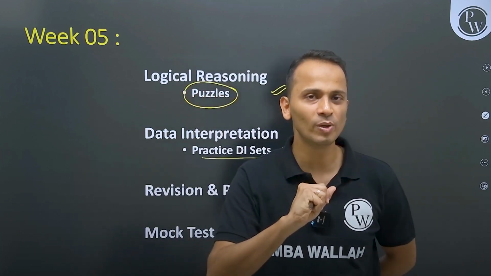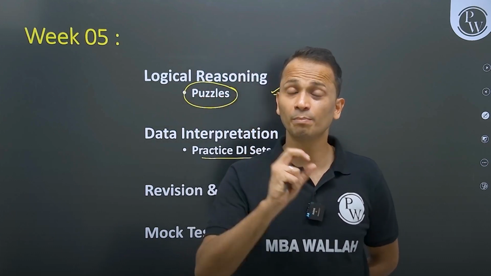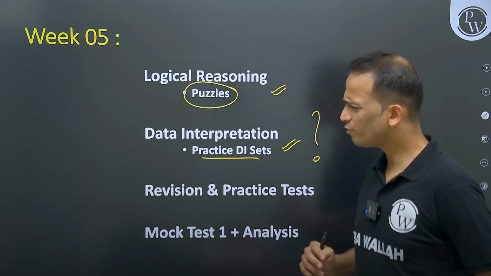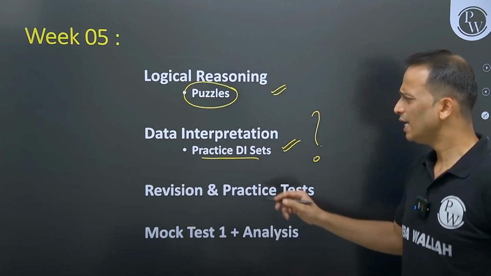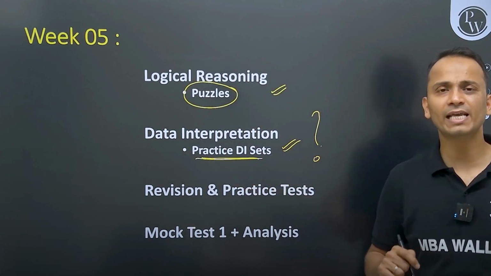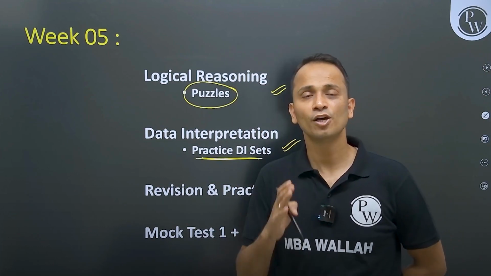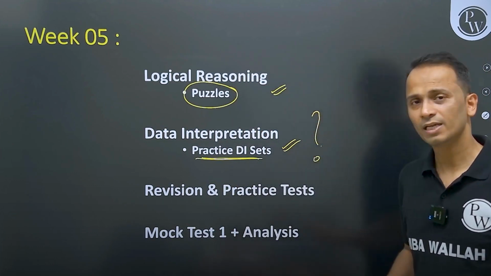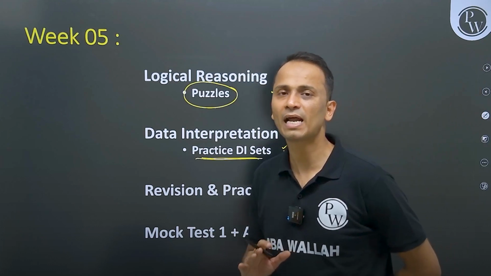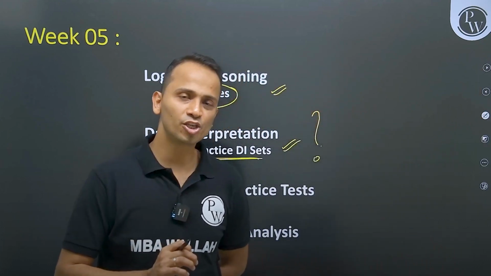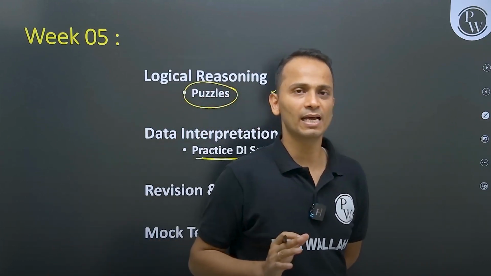I told you I'll tell you later on. September first week is the ideal time where you can order the book that I have written for all of you. You can order this book and start practicing these extra DI sets or extra logical reasoning sets from that book. I have enough practice sets in that book which will take you to the CAT examination.